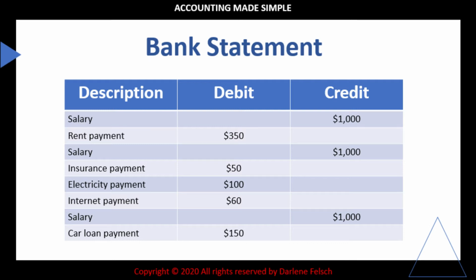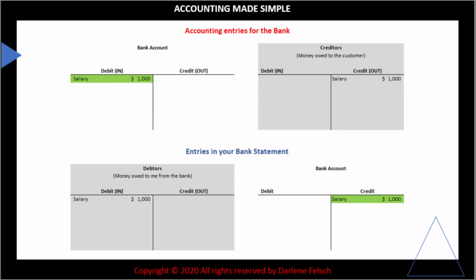Here's an example bank statement. We can see 3 lots of salary going in for $1,000 on the credit side. We can see a rent payment, insurance, electricity, and internet, just as examples. In the top section here, we can see the accounting entries from the bank's perspective. From the bank's perspective, they have $1,000 of cash that's come in to their bank. It's a debit. What's the other side of the entry for the bank? It's creditors, because the bank actually owes us that $1,000.